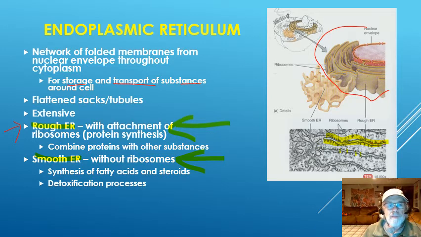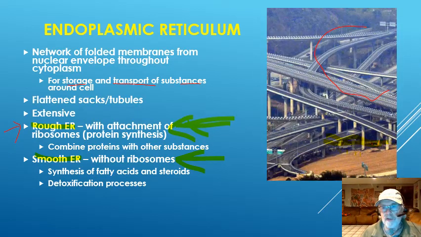Okay. Synthesis of fatty acids and steroids can be done in the smooth endoplasmic reticulum, as well as some detoxification processes. But a lot of the endoplasmic reticulum is going to be rough endoplasmic reticulum, okay? And so they're like a highway throughout the cell where they connect things to be able to transport materials and stuff like that throughout the cell through this endoplasmic reticulum.